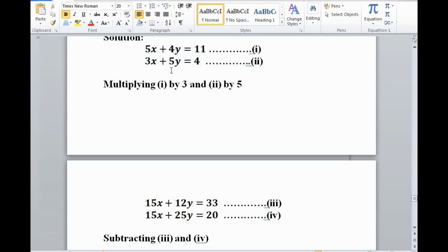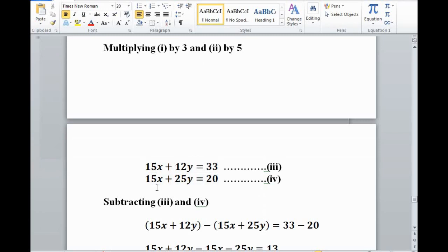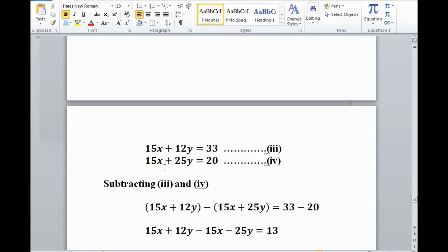So this equation becomes 3 times 5, 15x, plus 5 times 5, 25y, and 4 times 5, 20. Since we have multiplied both sides of equation 2 by 5, we get 15x plus 25y equals 20. Now here, the absolute values of the coefficients of x in both the equations are the same. So we have 15, which is the coefficient of x in equation number 3, and 15, which is the coefficient of x in equation number 4.